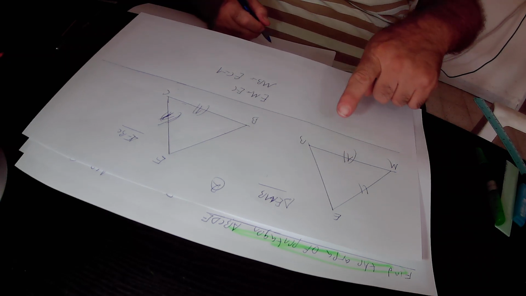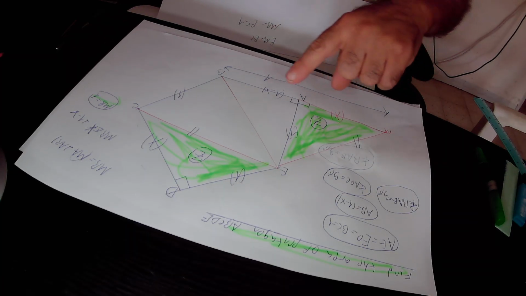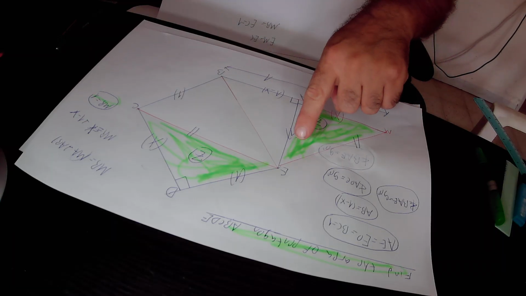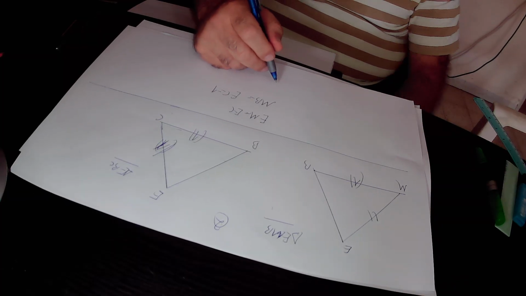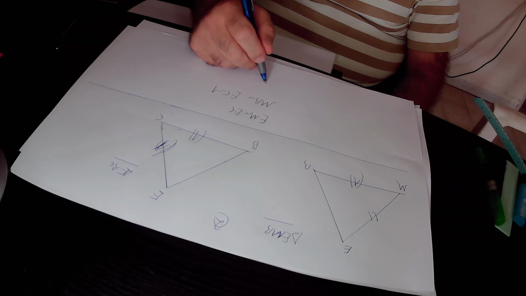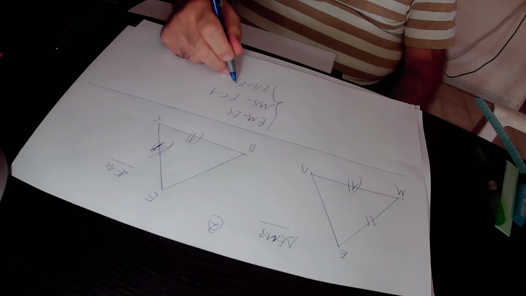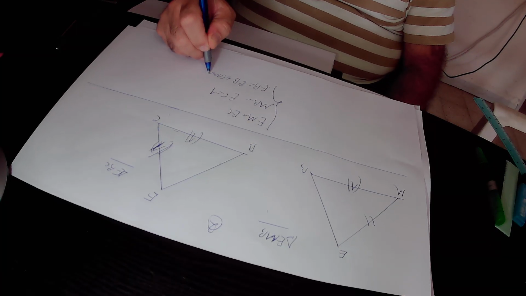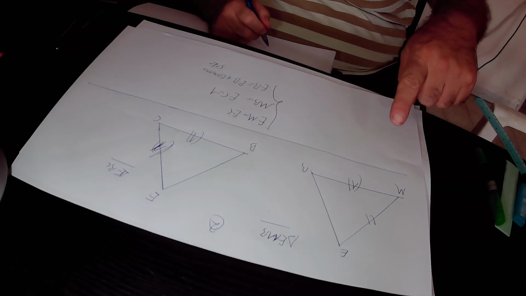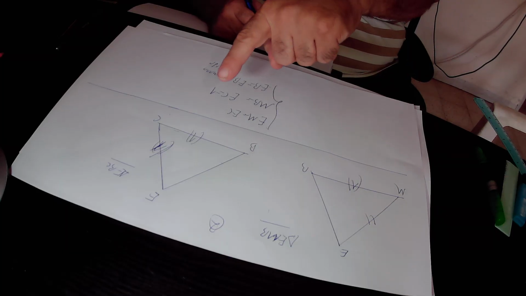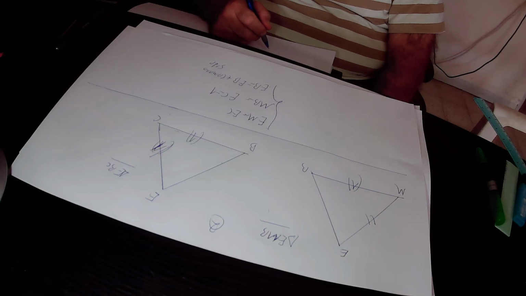And finally, EB is a common side that belongs to both triangles. This is side EB. It belongs to triangle EBM and it also belongs to triangle EBC. So EB equals itself, a common side. If we prove that all three sides of triangle EBM correspond equally to all three sides of triangle EBC, then those two triangles can go into each other according to the side rule.